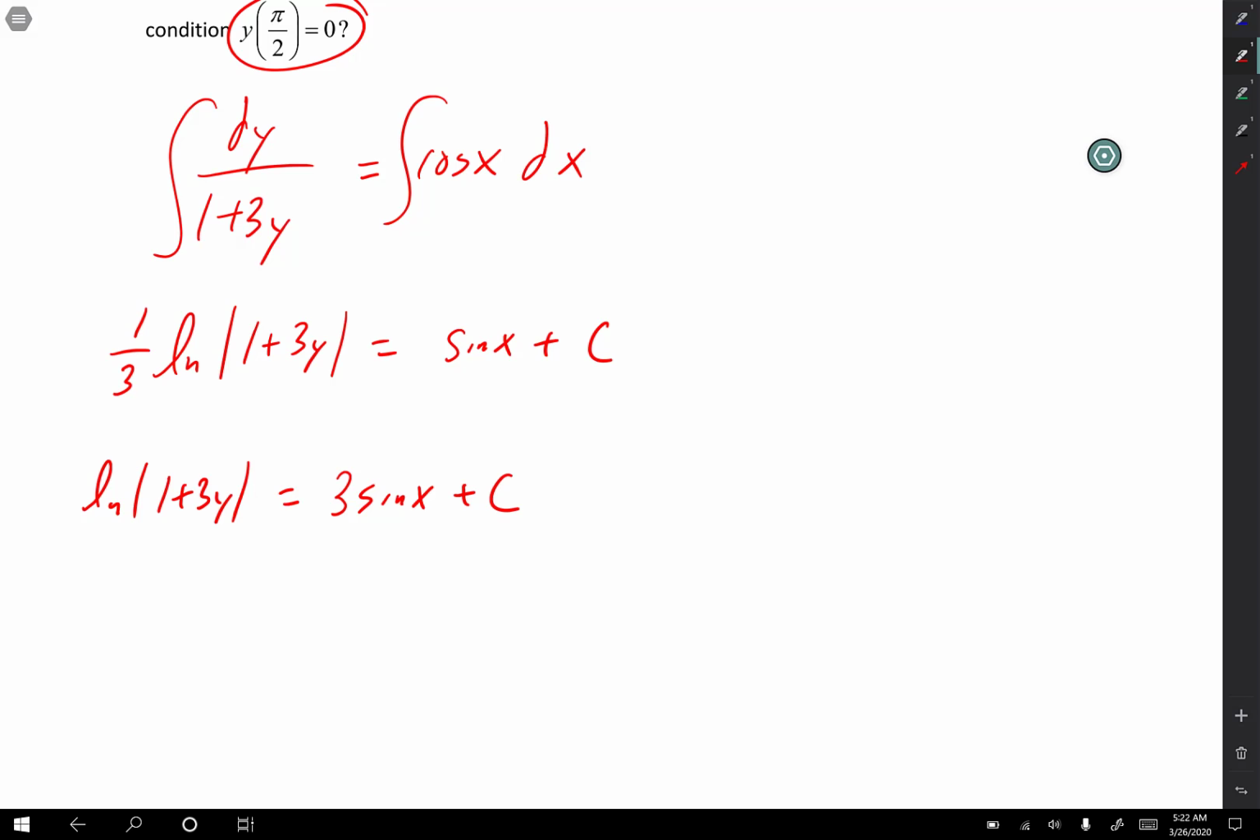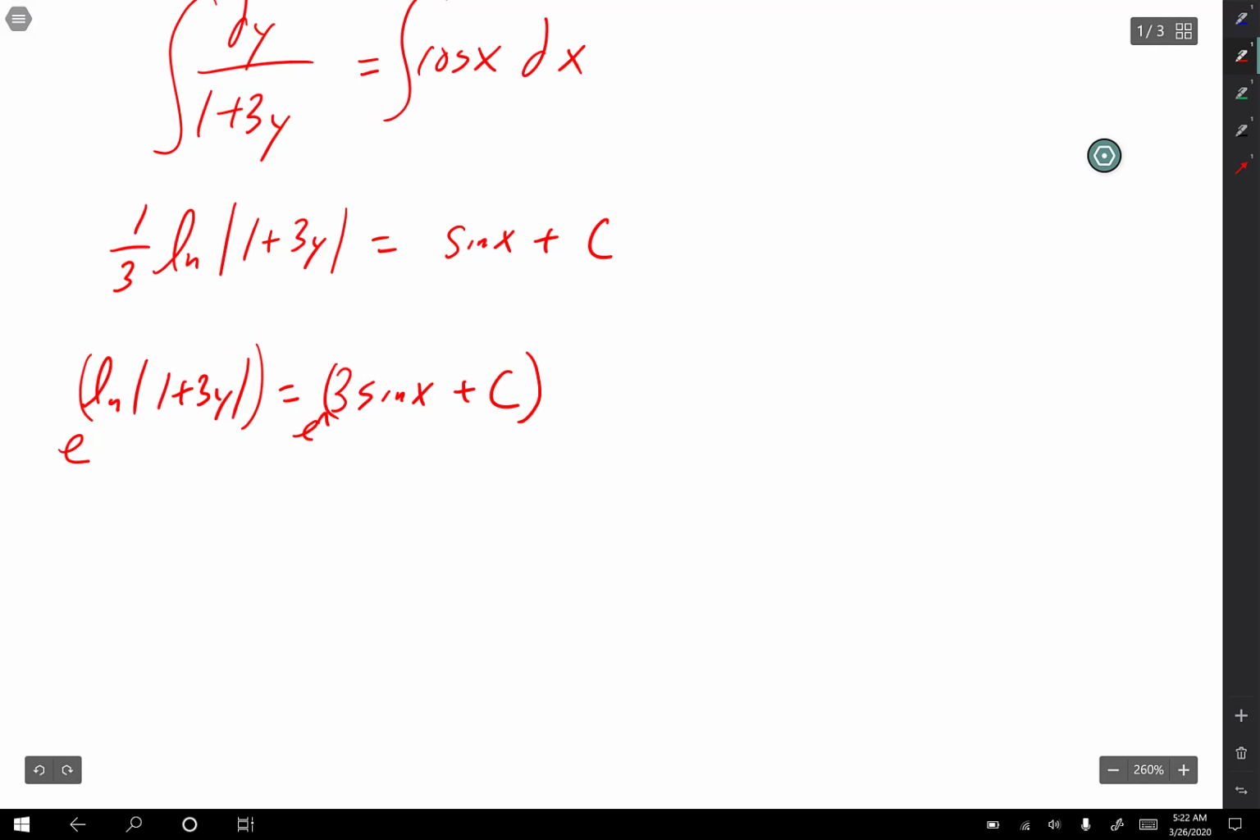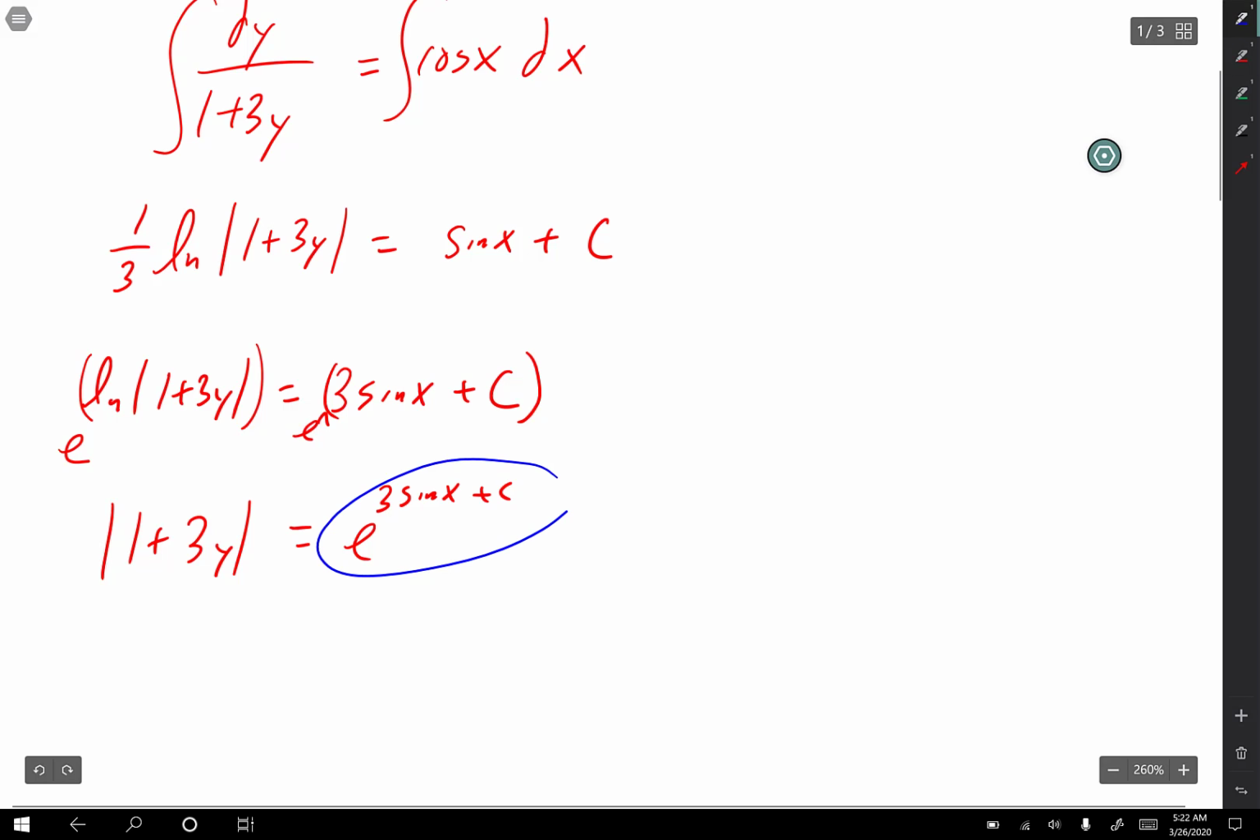I'm going to get rid of the ln's by doing e to the power. Remember, it's a whole thing there. So e to the all of that. Now, why did I do it to the e? Because e and ln are inverses of each other. So then I'm going to have absolute value, 1 plus 3y, equals e to the 3 sine x plus c. Now remember, here come your rules. This expression here, guys, is the same thing as e to the 3 sine x times e to the c. And this is just some constant.